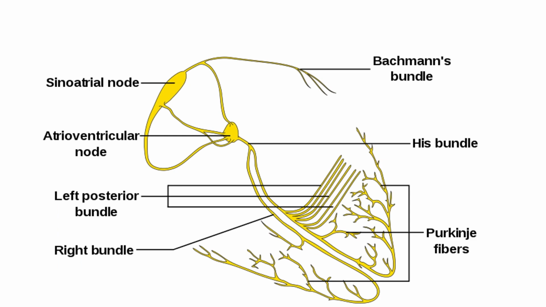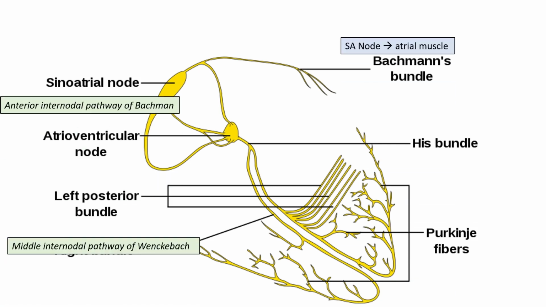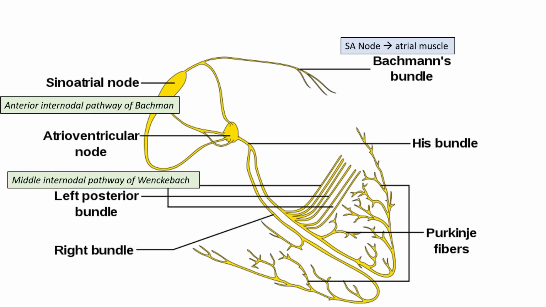So this is the diagrammatic representation of the conducting system of the heart, from SA node to Purkinje fibers, or how the impulse travels. There are three internodal pathways: the anterior internodal pathway of Bachmann, the middle of Wenckebach, and the posterior internodal pathway of Thorel. These three are the internodal fibers which connect the SA node to the AV node.